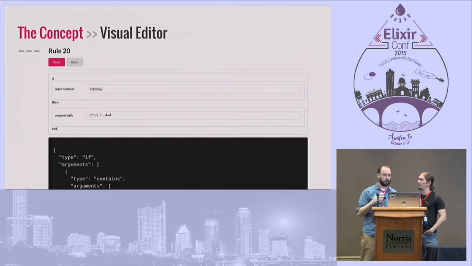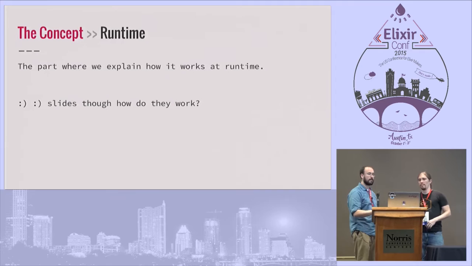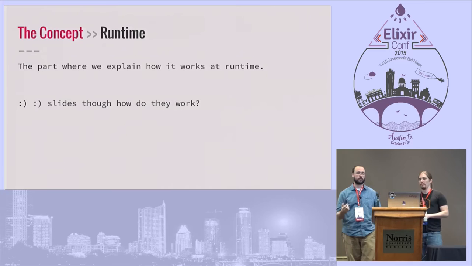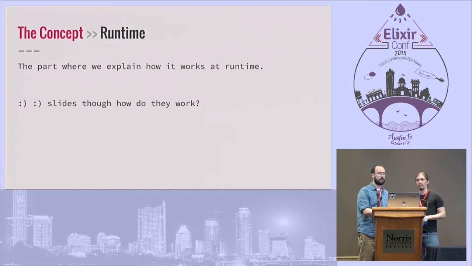So let's talk about how it works at runtime. At runtime, we have a process that represents a collection of rules, and it's sent a message every time a document is evaluated against the rule set. And it returns all the responses that its rules returned. During runtime, those rules can be changed, and when that happens, we just swap out the process's state that's holding the list of rules for that chatbot.